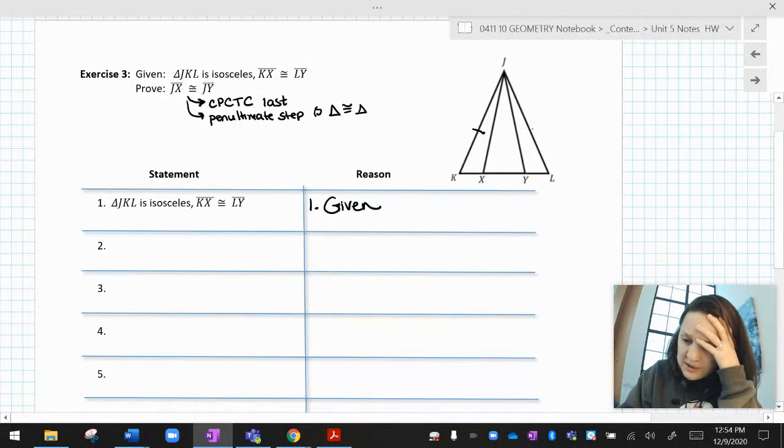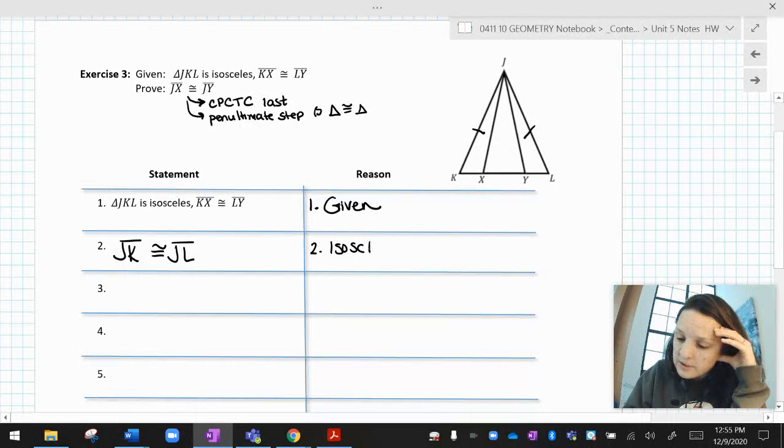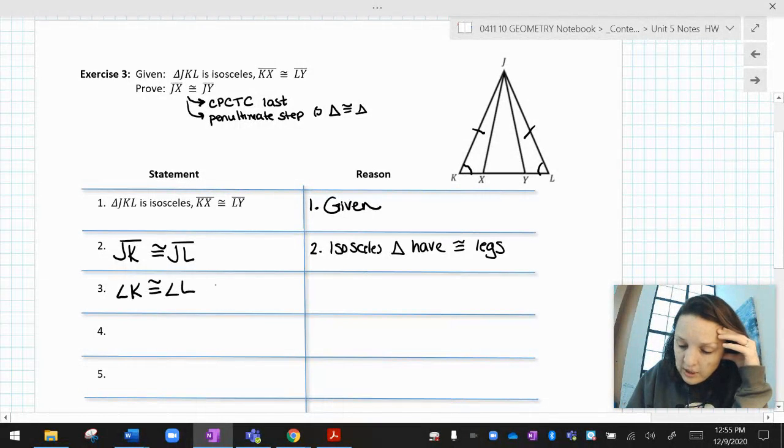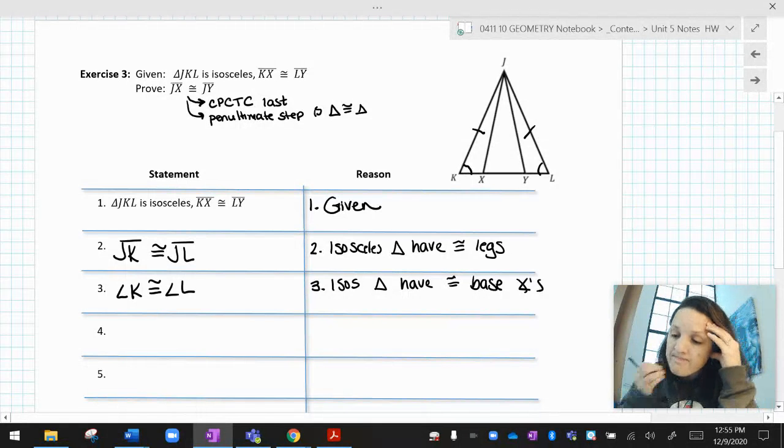Well, if that's isosceles, JK equals JL, pardon me. And that's because isosceles triangles have congruent legs. And then the base angles have to be equal. Angle K is congruent to angle L because isosceles triangles have congruent base angles.